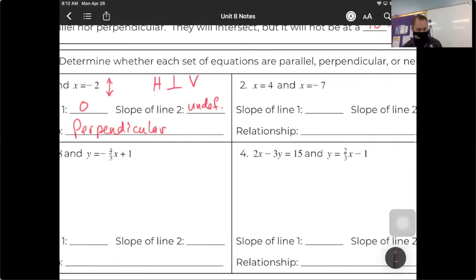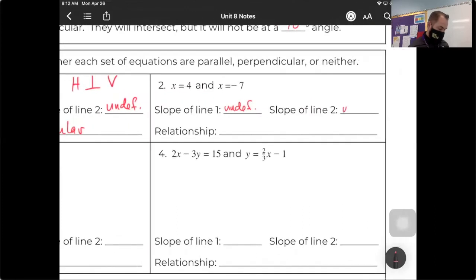Looking over here, number 2, x equals 4 and x equals -7. Are those both the same kind of line? Oh, yeah. They're both what? They both have undefined slope. So do they have the same slope? Yeah, so they're parallel. Now, you got to make sure they're not the exact same line. If they were the exact same numbers, 4 and 4, then obviously that'd be a problem. Are we getting that? Those are the trick ones. I got those out of the way first.